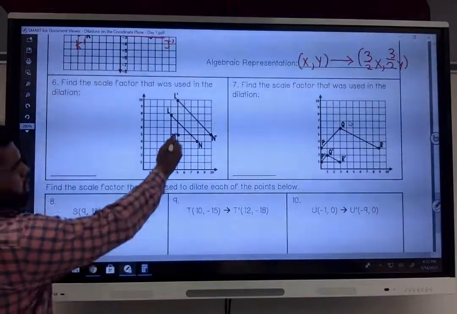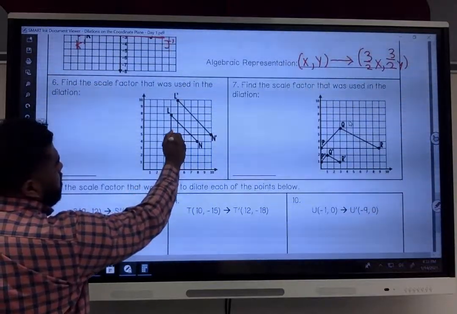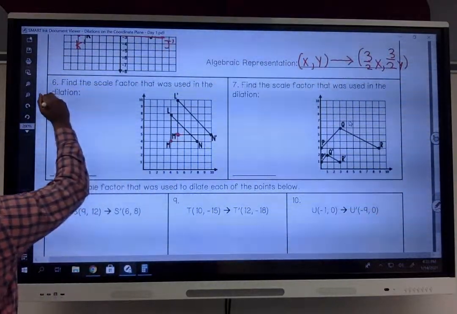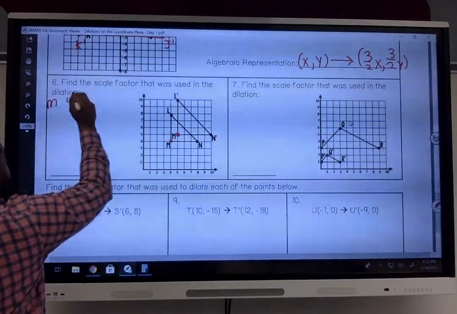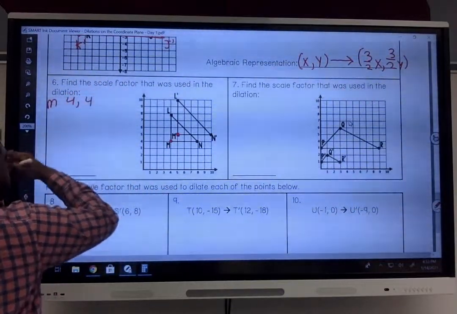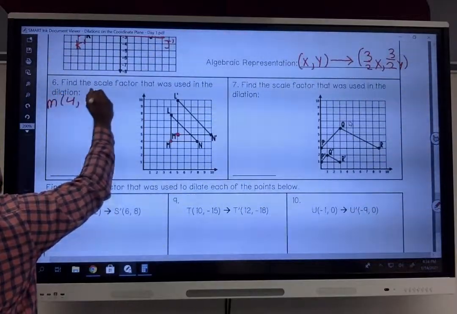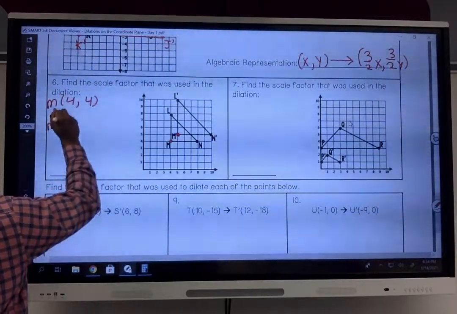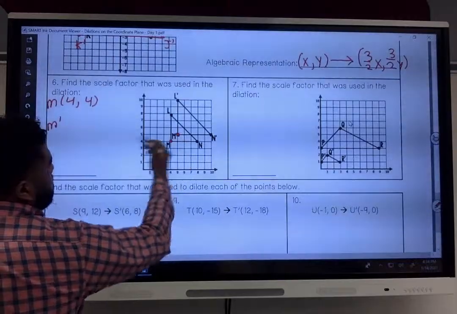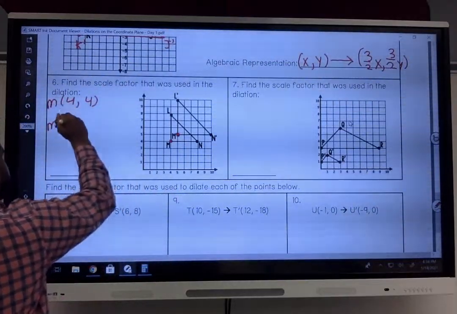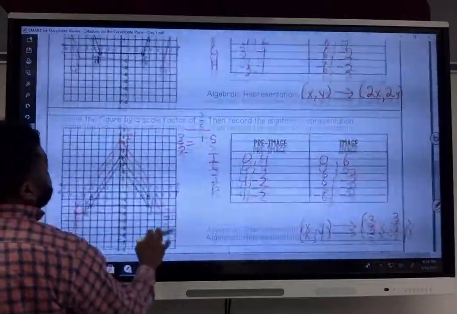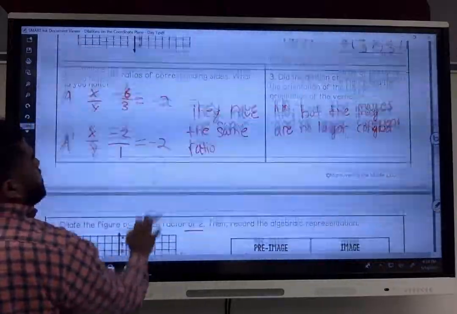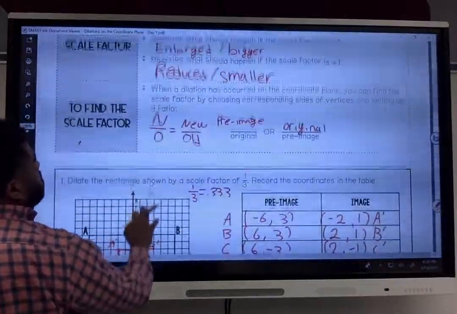So let's take point M, for instance. M in the pre-image is at 4, 4. Well, M prime is at 5, 5. So let's scroll all the way back up here real quick and look at our notes.